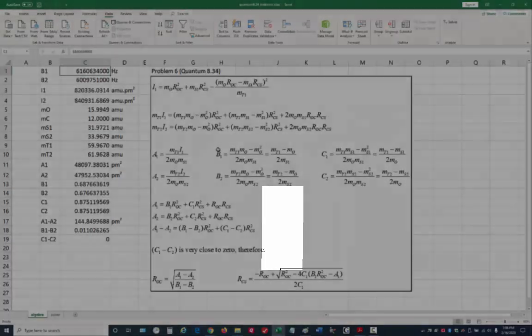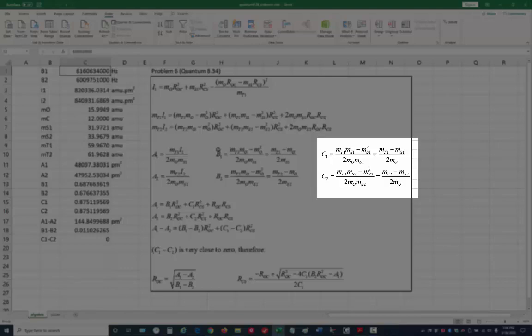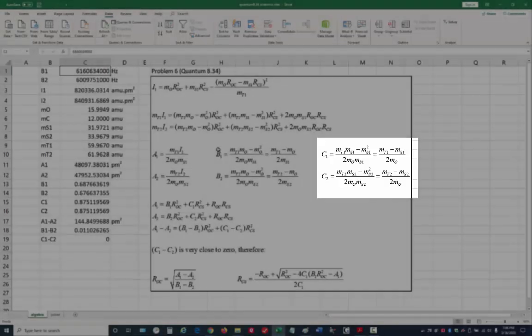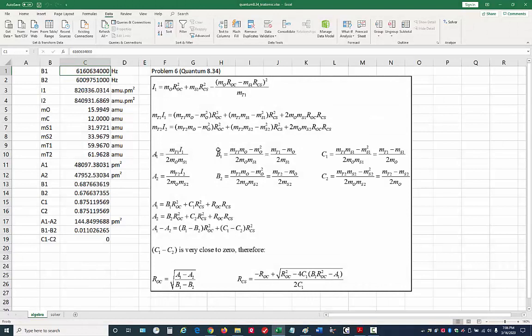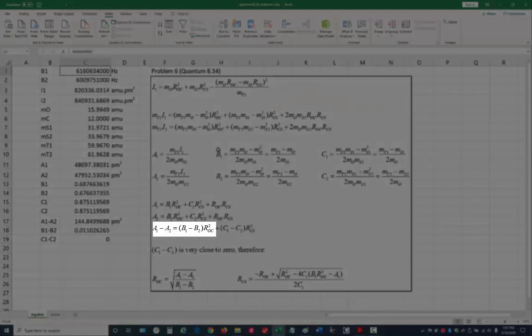Here's where the cool thing is. If you take a look at what C1 and C2 values are, they're very close to one another. They would only be different in the case of the masses of the isotopolog. And so these numerically would be very close to one another. In fact, I've got them right here in the spreadsheet. Here's the values of C1 and C2. They're essentially the same all the way out to the 9th decimal place. So that means that we can just drop this term out. And if we do so, we'll have an equation that we can solve for ROC.